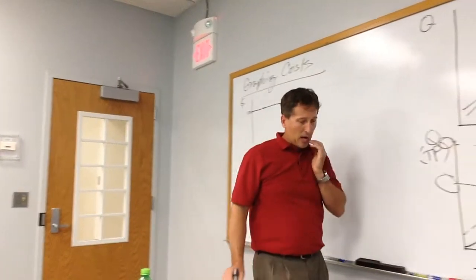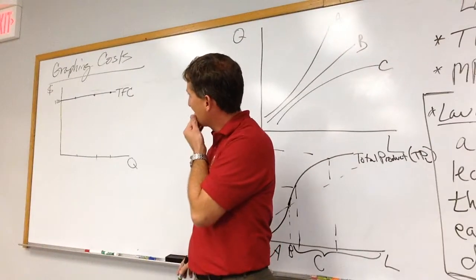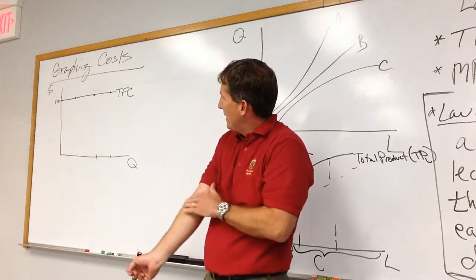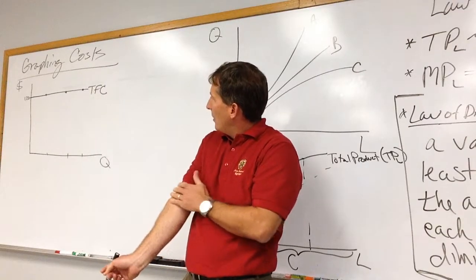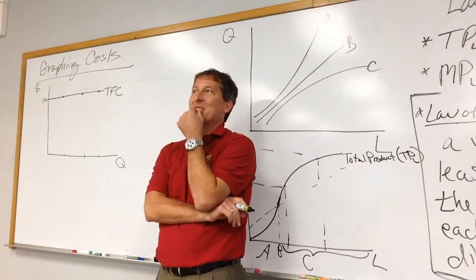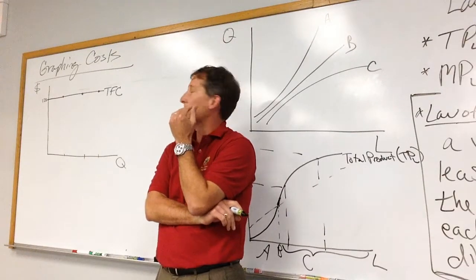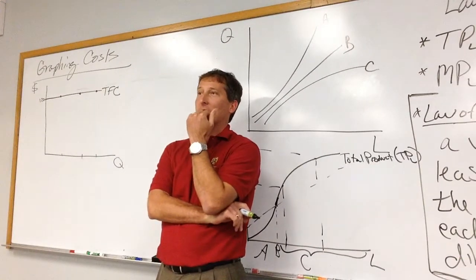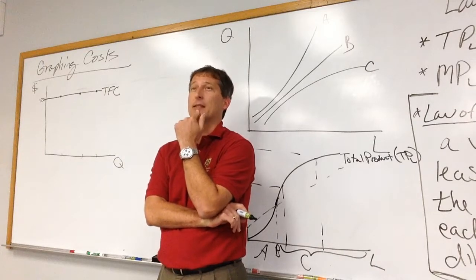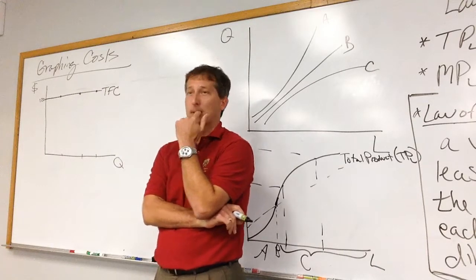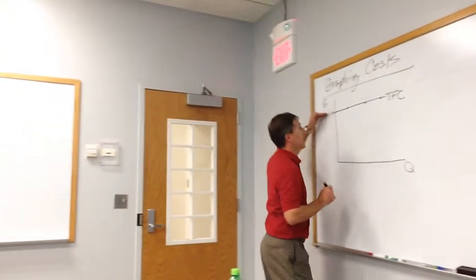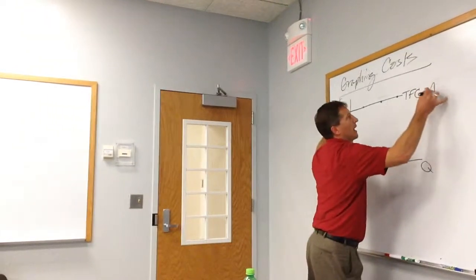All right. Before I go there, what does the average fixed cost curve look like? Horizontal line, just a little bit at the same price. So is it the same thing here? Equals average fixed cost?